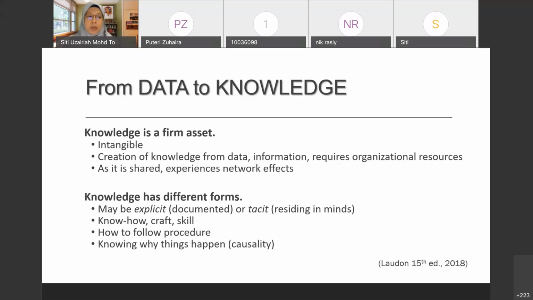It's not properly documented, but since the person has years of experience doing something, he or she might be more knowledgeable or skillful compared to, maybe, a fresh graduate, for example. Okay, so you need to follow procedure and know why things happen. So this is a different form of knowledge.